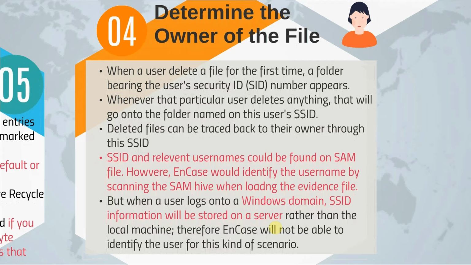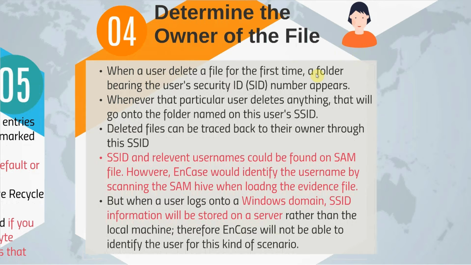Now what happens whenever a user deletes a file for the very first time? Within the recycle bin, another folder is automatically created using this particular user's SID. For human eyes, maybe that's difficult to understand. If I see a long recycle bin name like S123456, I wouldn't know this folder is linked to you. But if you are using any investigation tool like EnCase or FTK, they will be able to identify the SID and linked username.